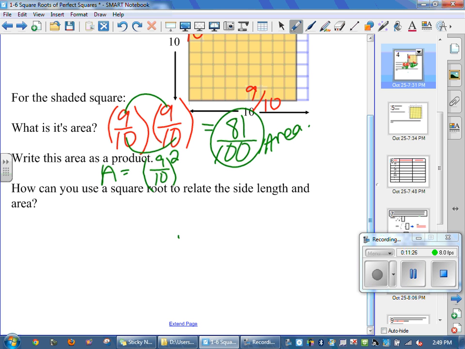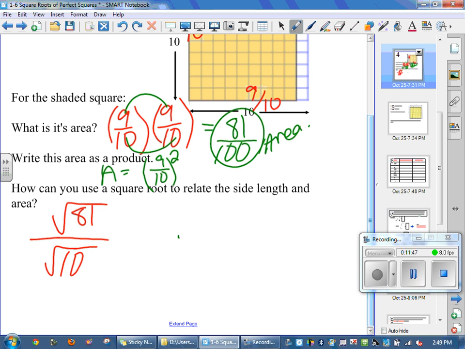Now, can we square root those to find our side? Absolutely. But we can't take the square root of the whole fraction. How do we square root fractions? We take top separate from bottom. So what I'm going to do first is I'm going to do square root 81 on top of square root 100. That's how I square root a fraction.